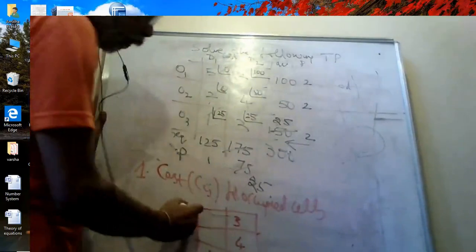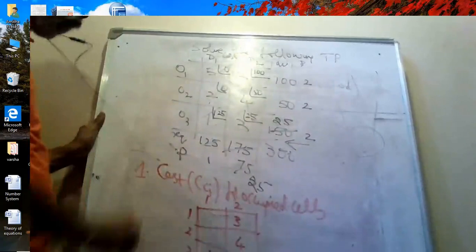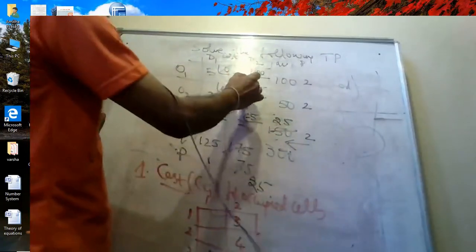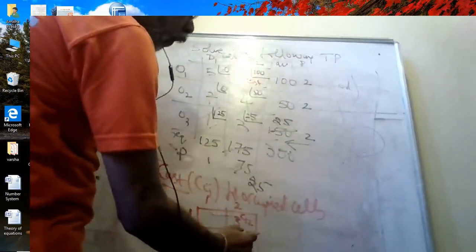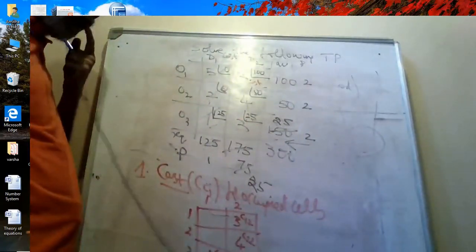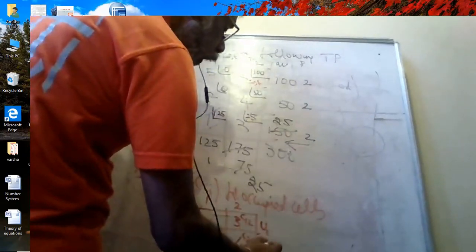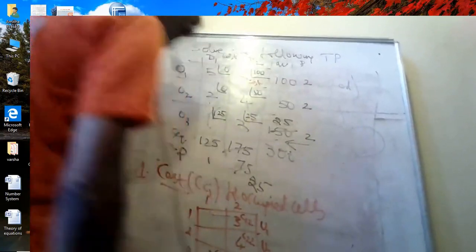So first step, write the cost for occupied cells. So these are the costs. So this is C12, C22, C32, C31. All of you are clear? Then you define 5 variables: U1, U2, U3, V1, V2. Okay.